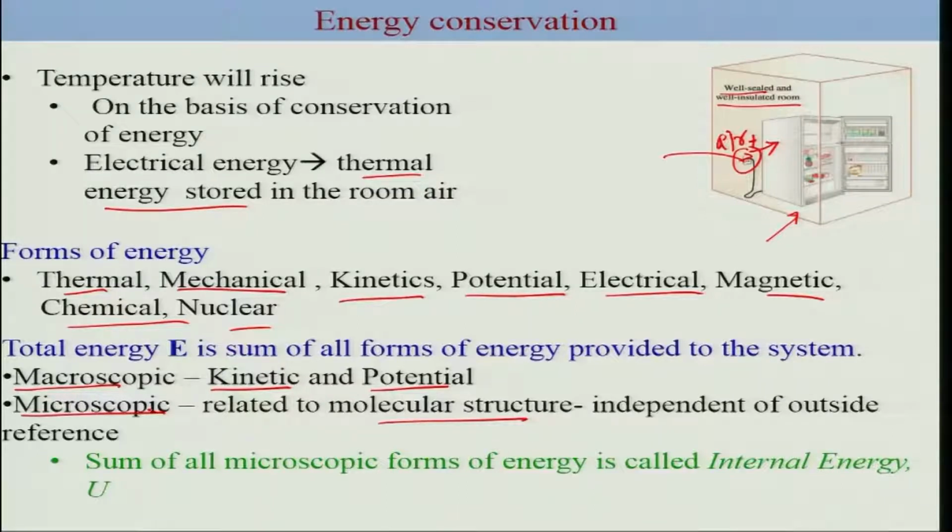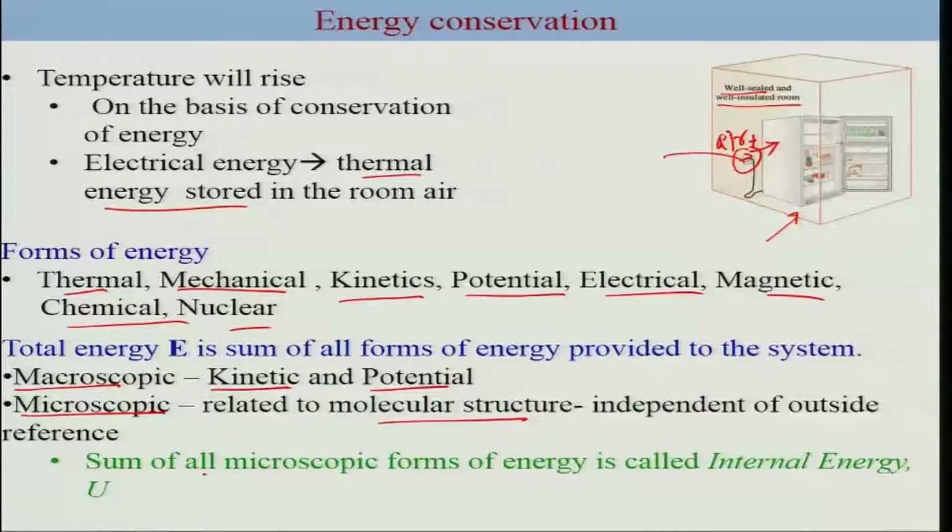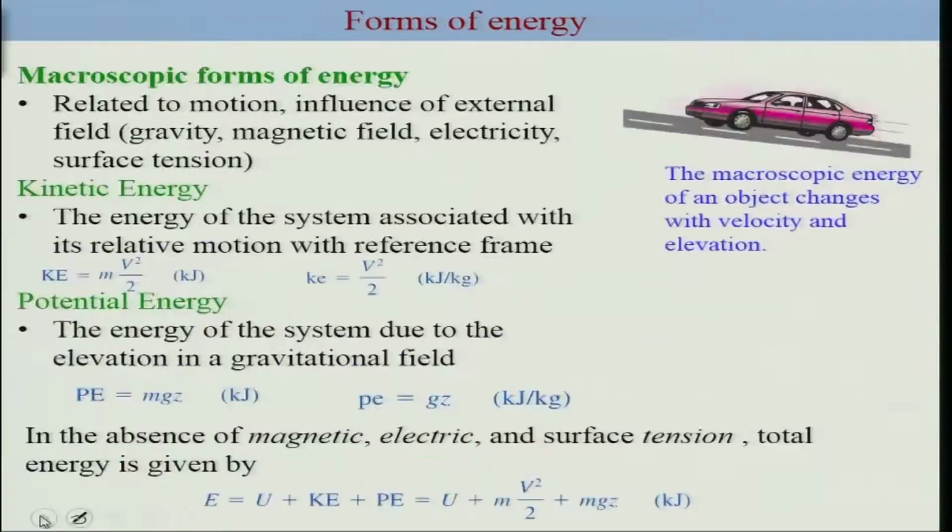It's basically internal energy. Now if you are defining the energy of the total system, then you have to consider the macroscopic and microscopic both together. So the total sum of all forms of energy will comprise the total energy, okay. On the other hand, the sum of all microscopic forms of energy will be called internal energy. Okay, let me first go through the macroscopic forms of energy first, and then I will talk about the internal energy.